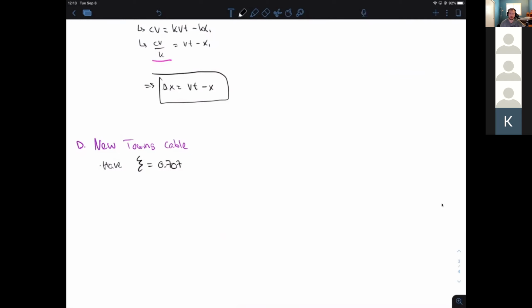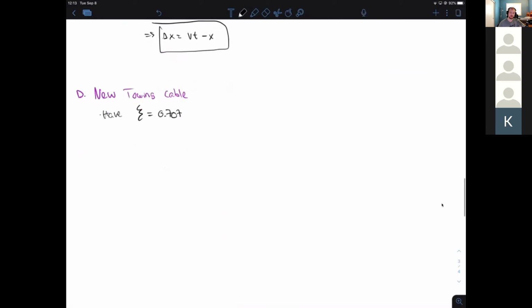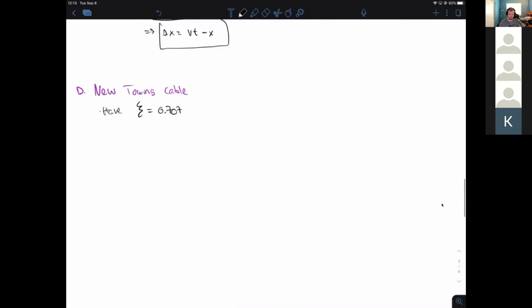Okay, so let's do that now. If you remember the damping ratio, the equation for that is zeta equals c divided by 2 times the square root of km.